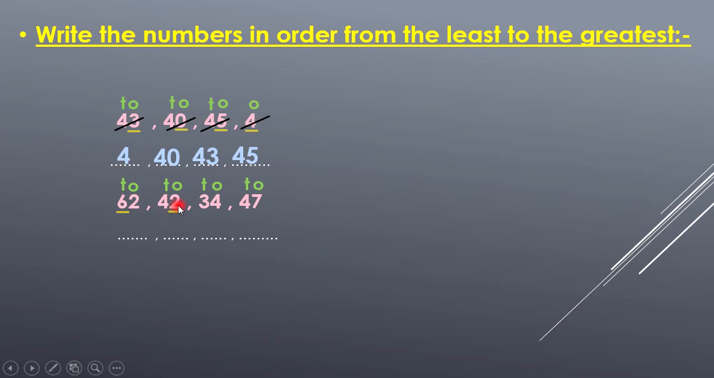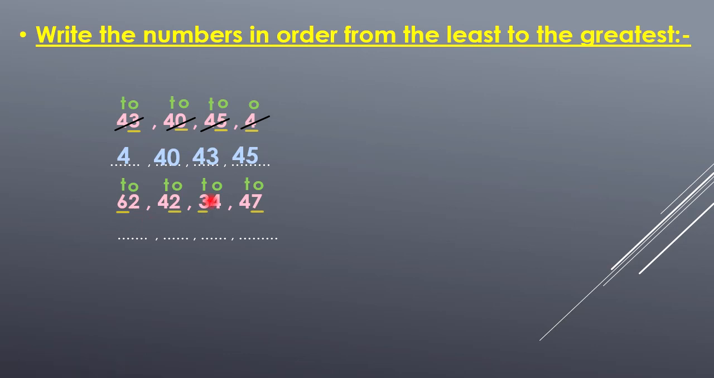So I put a line under the ones digit. Here 3 in the tens place, here 7 in the ones digit. Because I have 42 and 47, the tens digits are the same, so I look to the ones digit. But here the tens digits are different, so I look to the tens digit only.